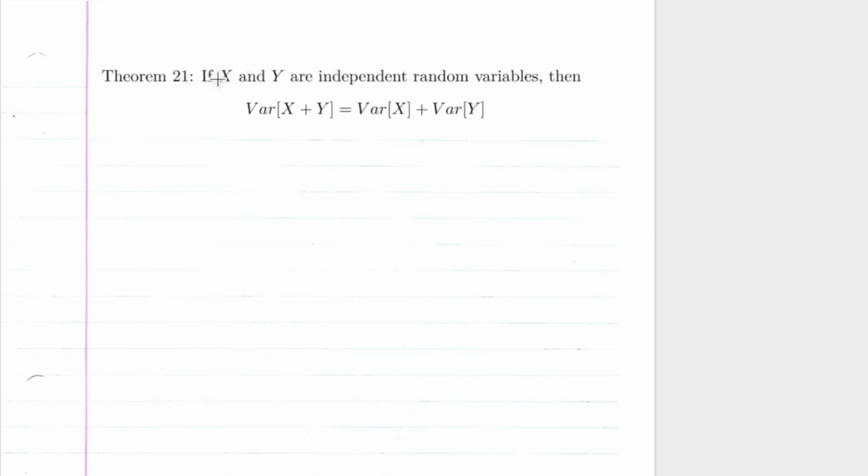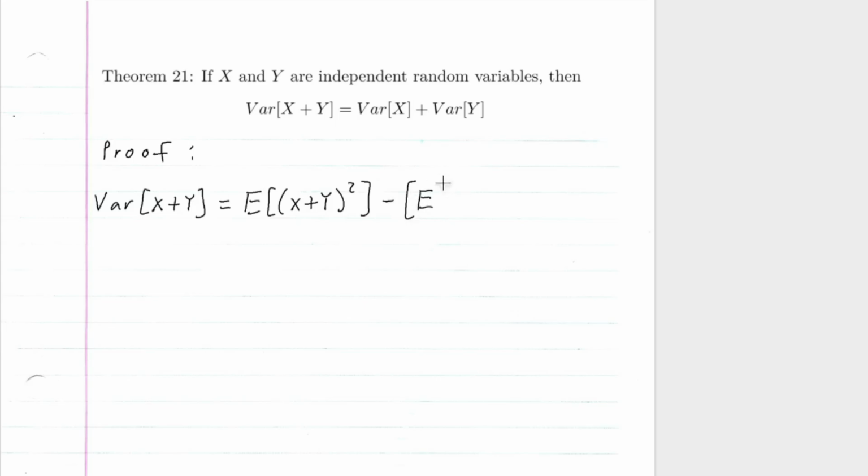Okay, so we're going to prove that if x and y are independent random variables, then the variance of x plus y equals the variance of x plus the variance of y. So let's go ahead and start this proof. So we know that the variance of x plus y is equal to the expected value of x plus y squared minus the expected value of x plus y, squared, right?